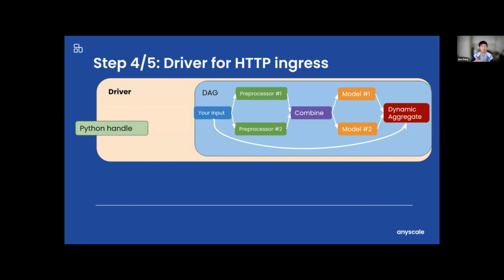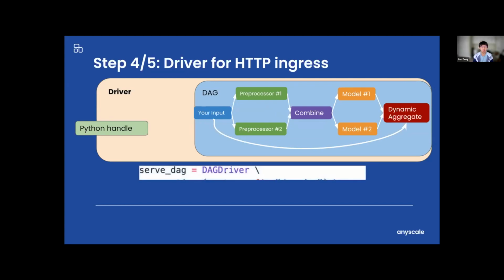And a lot of things can happen in here. You can have FastAPI integration. You can have HTTP endpoints. You can have other things that you care about for exposing this particular graph. And driver is also a deployment. So all the nodes you see in here is a serve deployment, and the driver is no different.